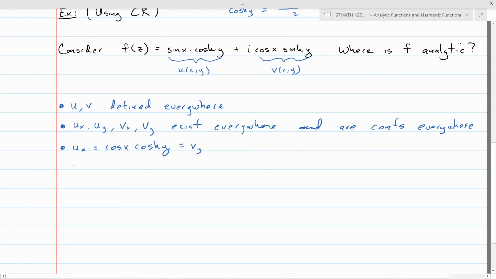And also you can see if you do uy, the derivative of hyperbolic cos is just hyperbolic sinh. So you get sine x and then sinh y. But you'll notice that that's just going to be the negative of v sub x. So if you take v and differentiate with respect to x, you get negative sine x times sinh y. So vx by itself has the opposite sign of u sub y. So we see that the Cauchy-Riemann equations are satisfied everywhere. It's true for every x and y in the world.